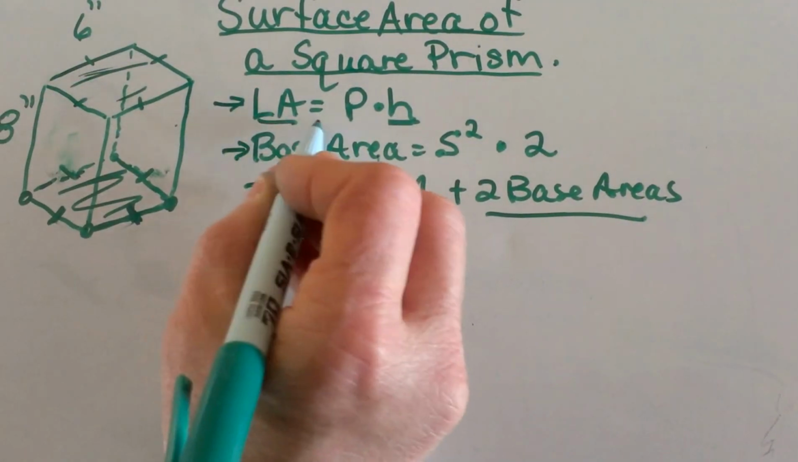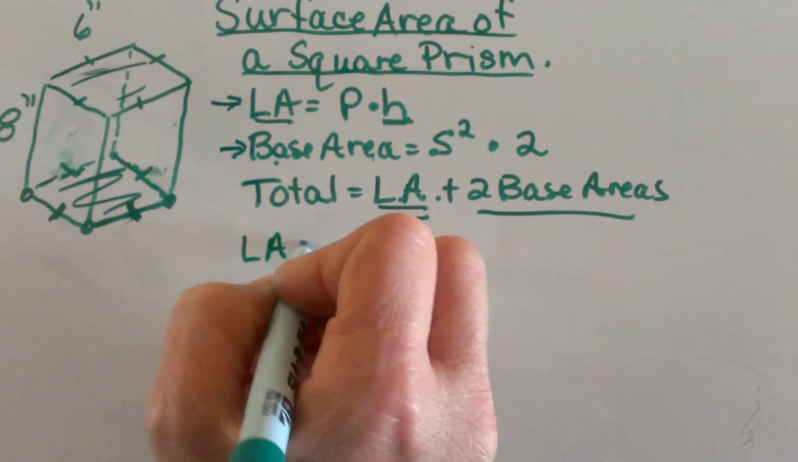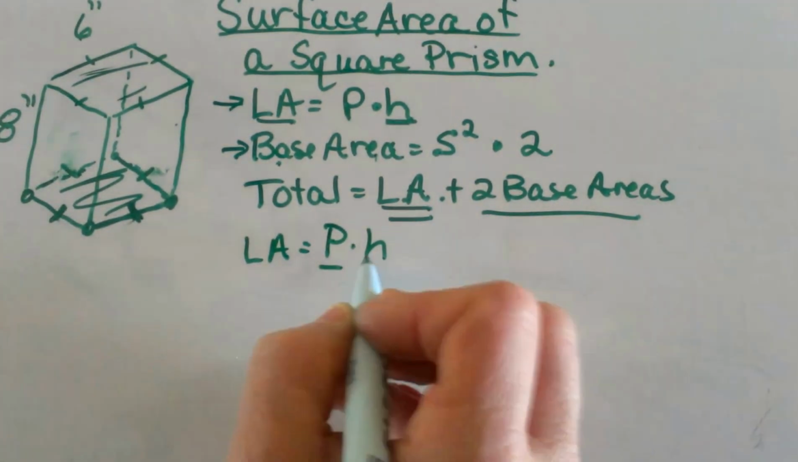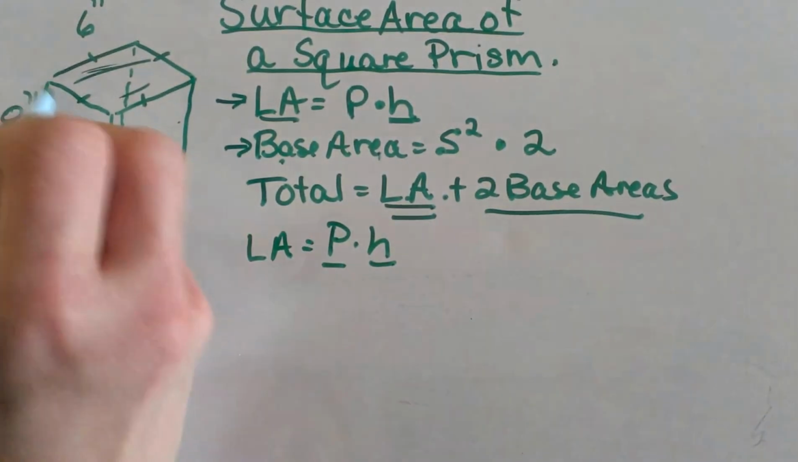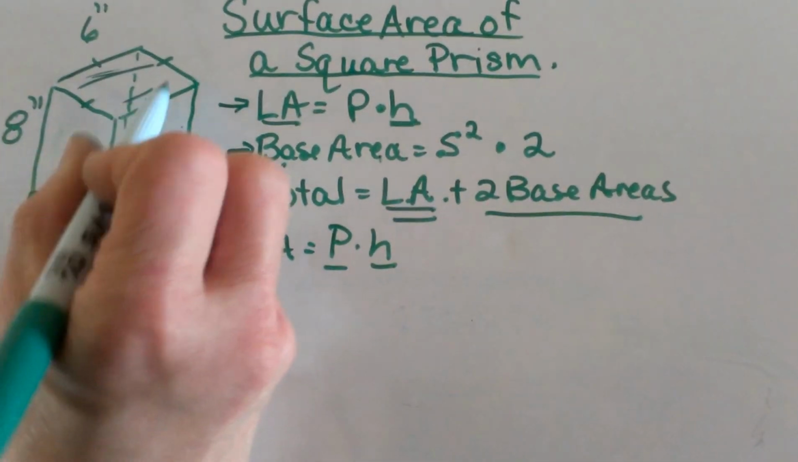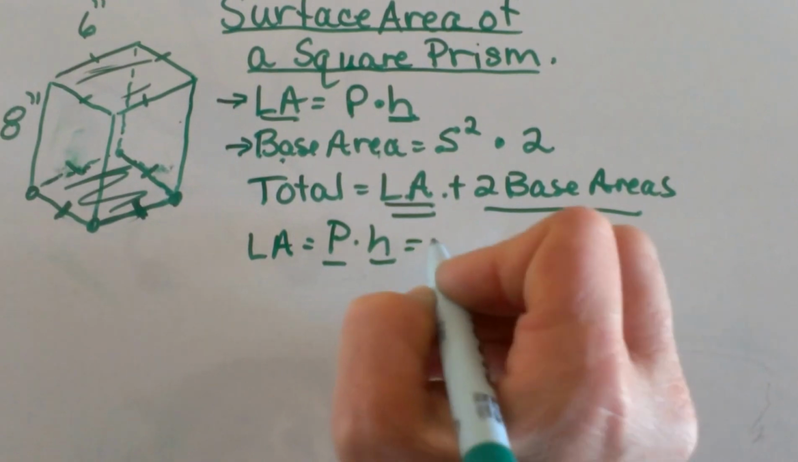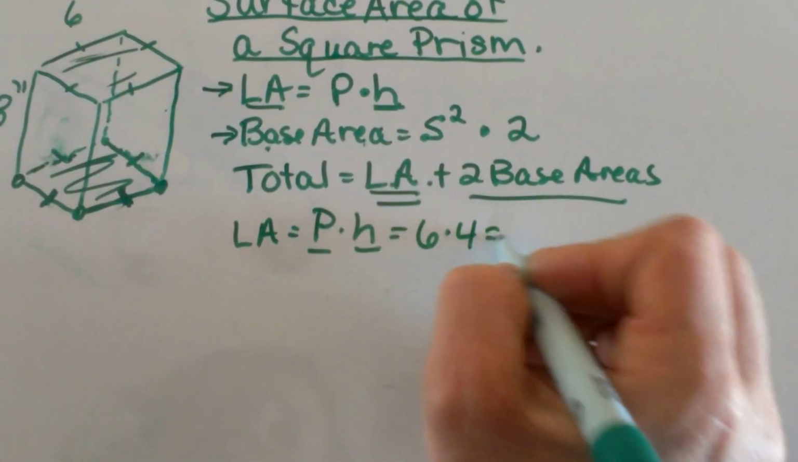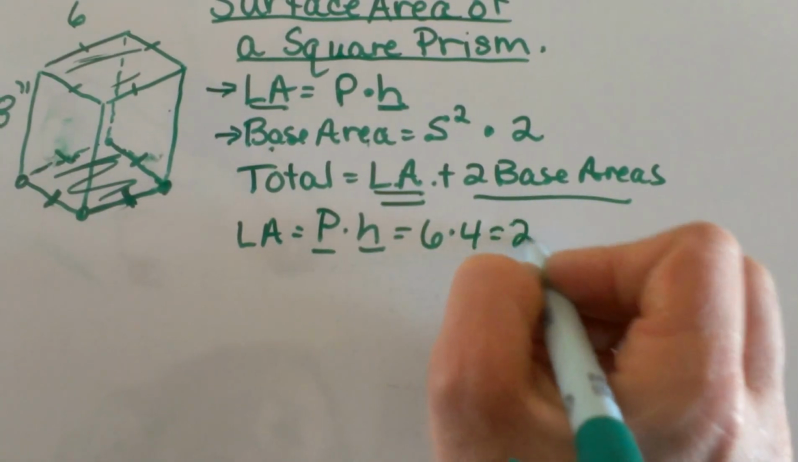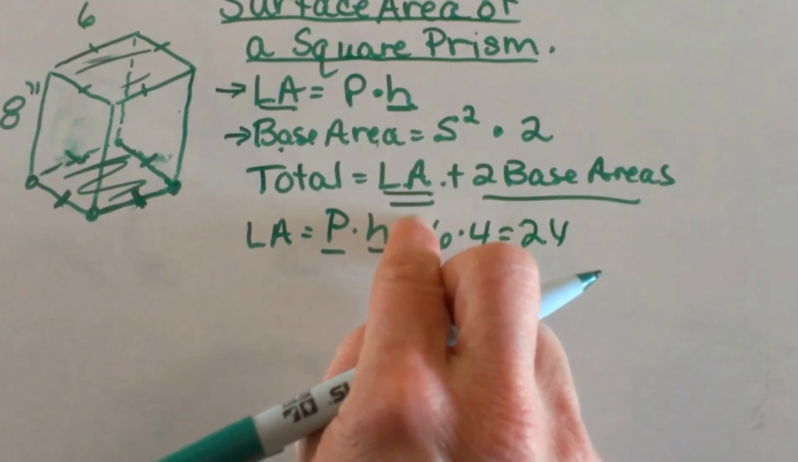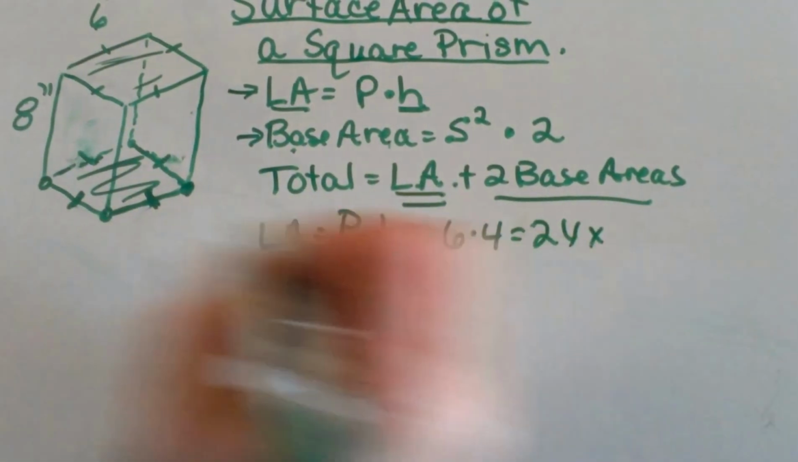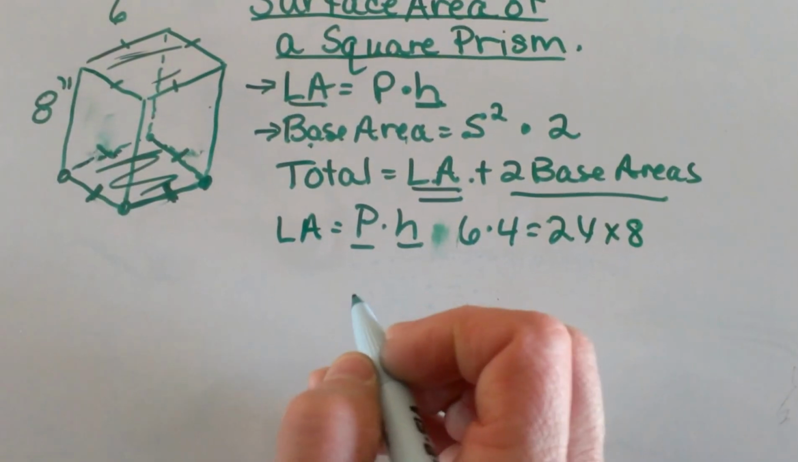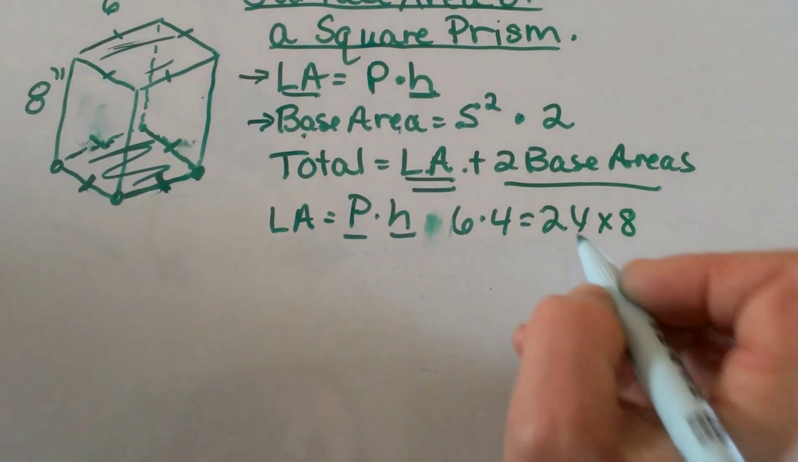Okay, let's start with our lateral area. LA stands for lateral area, and P times H is our perimeter times our height. So let's go look at the perimeter of our base. Our base is square, so the perimeter is 6 times 4 because we have 4 equal sides. So the perimeter is 24, and then we're going to take that times the height of the prism, and that's 8.